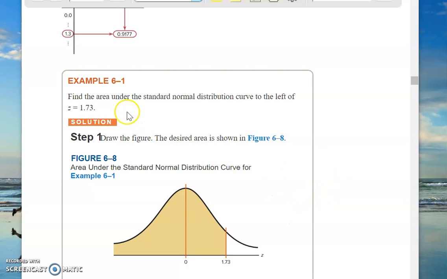All right, so example 6.1 is find the area under the standard normal distribution curve. Now, if you have read a little bit further along in the book, very shortly he starts talking about this as being a probability distribution rather than just a normal distribution. Just to give you a heads up, that's the whole point: all of these distribution curves, we can consider them to be a probability distribution. All right, so he says find the area under the standard normal distribution curve to the left of z equals 1.73.